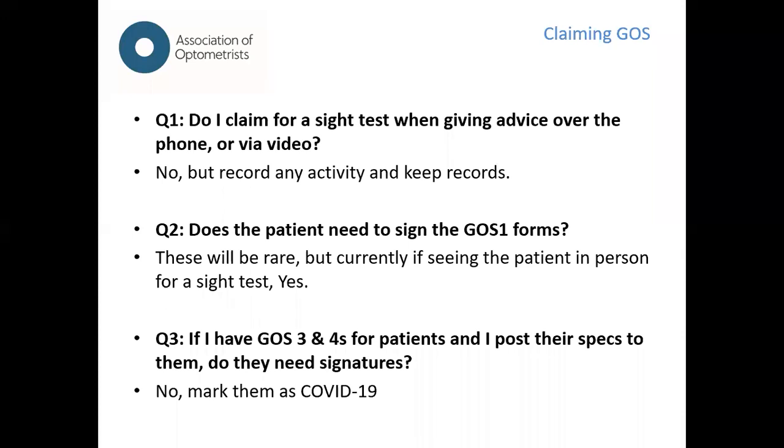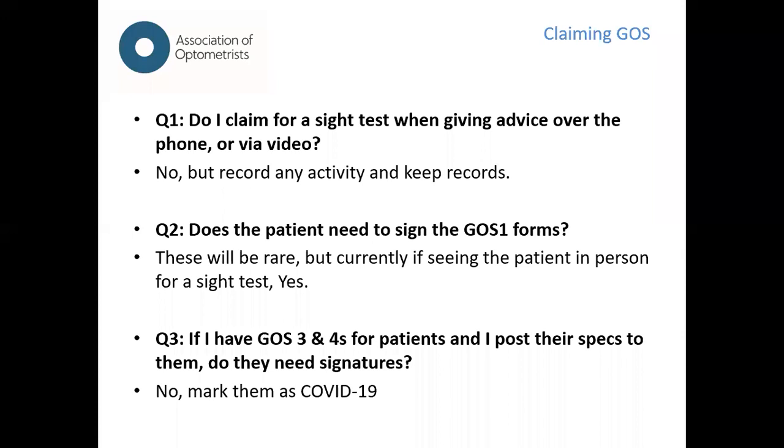Does the patient need to sign GOS1 forms? This is a little bit mixed, but mainly these are going to be really rare. And if you're seeing them in person, we think currently yes, but you will obviously need to disinfect the pen. You will need to disinfect any clipboards or anything like that.